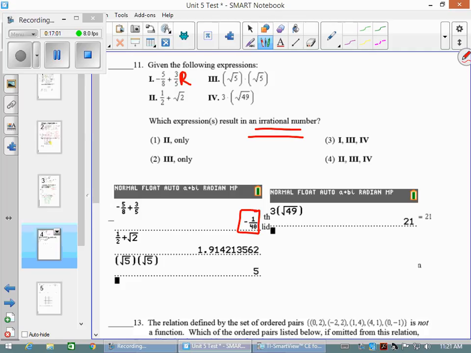Our third choice, when I multiply radical 5 and radical 5, I end up with 5. So this one is also rational. And 3 times the square root of 49 is 21, which again is a rational number. So they want to know which one is represented as an irrational number. So your answer is choice 1, which is option 2 only.